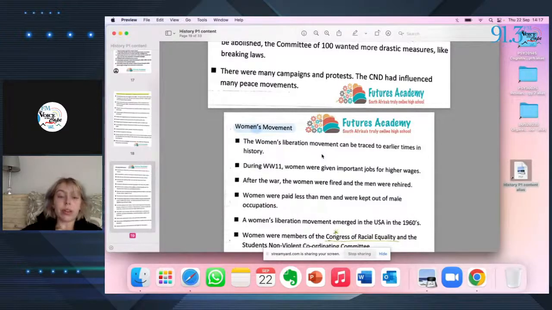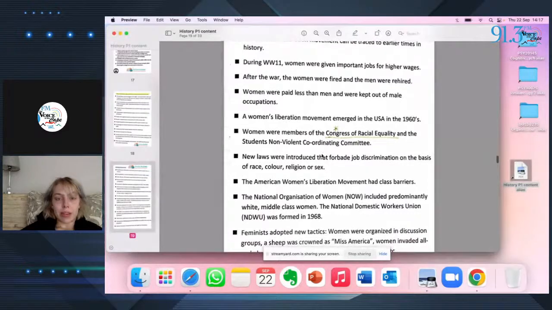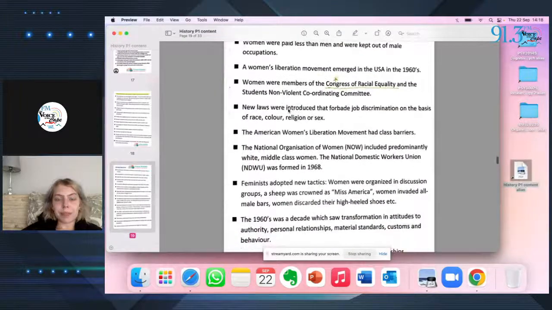For example, the women's movement. The women's liberation movement can be traced to earlier times in history. During World War II, women were given important jobs for higher wages. After the war, the women were fired and the men were rehired after they came back from the war. Women were paid less than men and were kept out of male occupations.